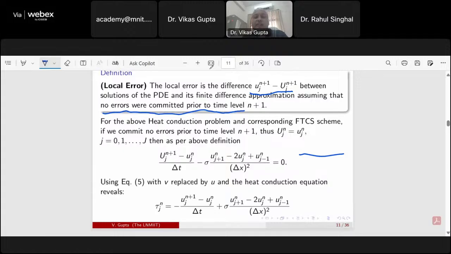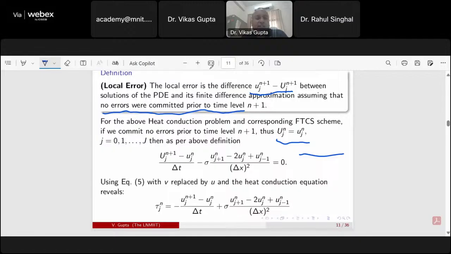So the local error is defined with this difference, assuming that there is no error committed prior to the time level n plus 1. What does that mean? It means that at time levels 0, 1, 2 up to n, the solution of the difference equation is equal to the solution of the continuous problem, that is, U_j^n equal to small u_j^n. If we commit no error prior to this time level, then we have capital U_j^n equal to small u_j^n for j running from 0 to J.